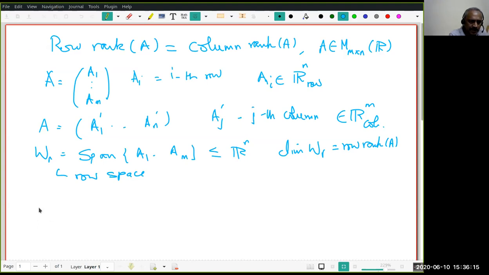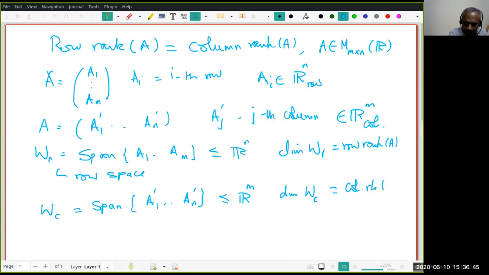And similarly, I can define the column space. The column space is going to be the span of A1 dash, etc., An dash. So this will be a vector subspace of R^m because these are all elements of R^m. Then what is the column rank now? The dimension of WC. This is called the column rank. This is called the column space.